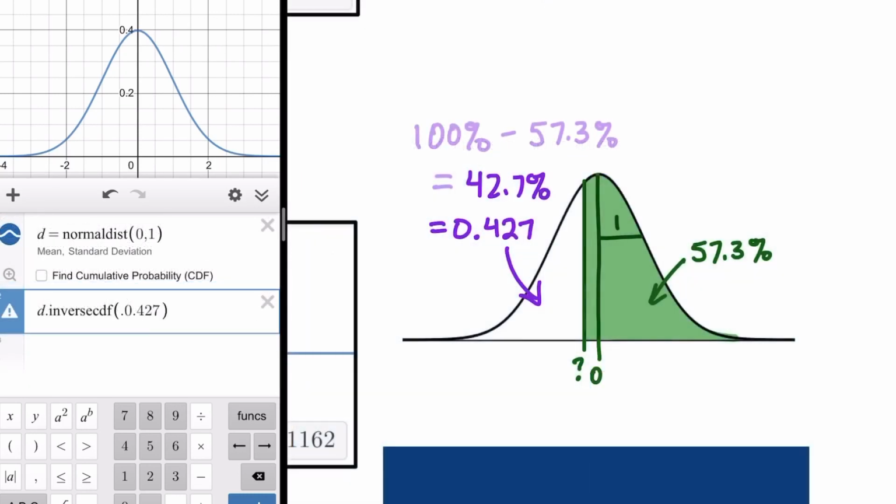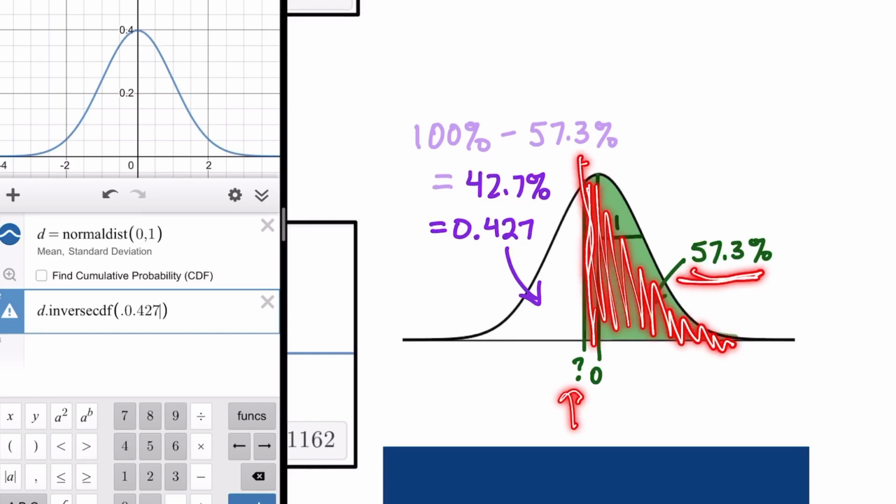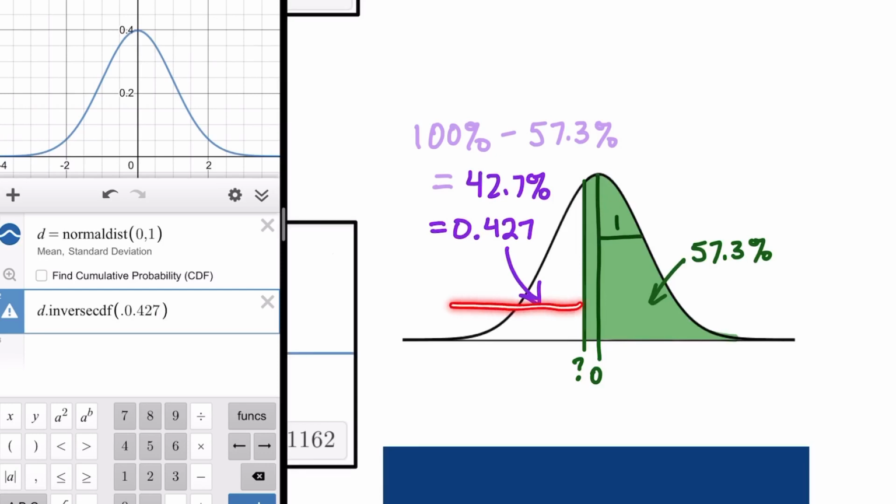All right, welcome back. As always, let's start with our picture. We have a mean of 0, standard deviation of 1, and it's our upper 57.3%. So there's some z, and it says that 57.3% of z-scores are greater than my particular z. So it's an upper bound. In order for me to use the calculator, I need to find the percentile.